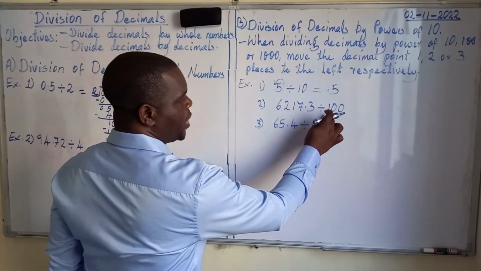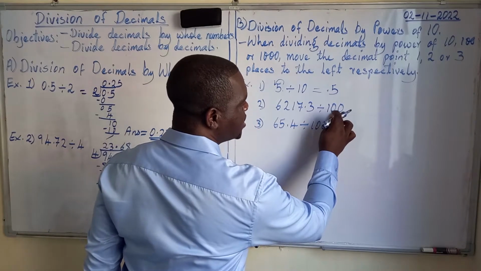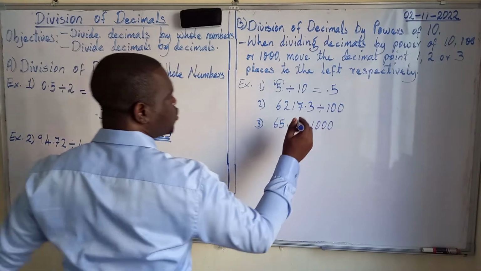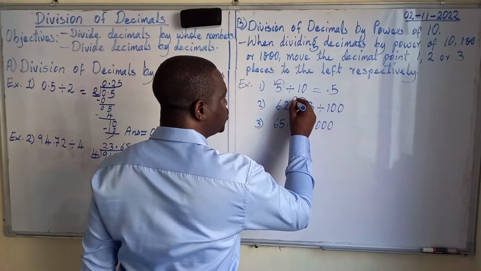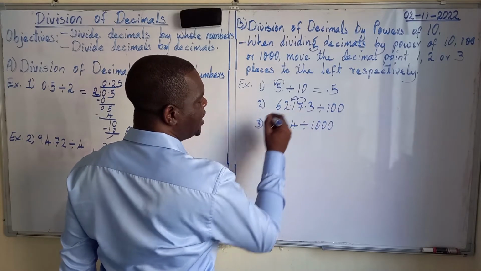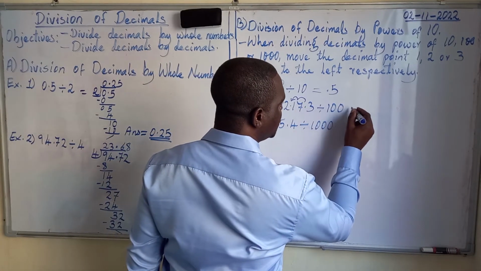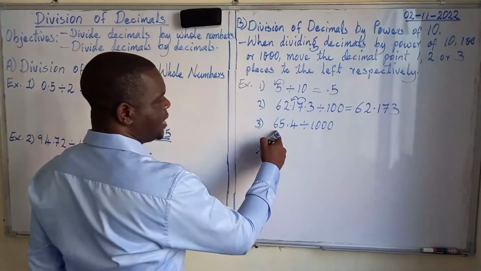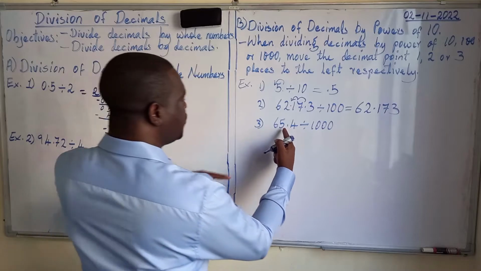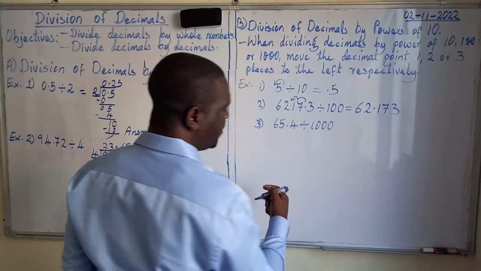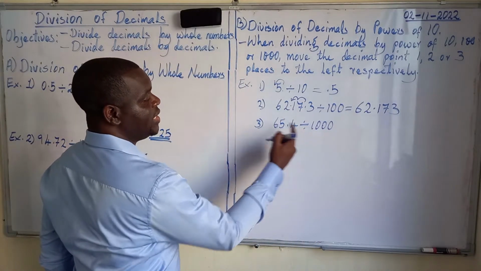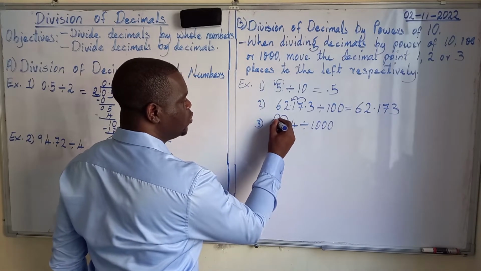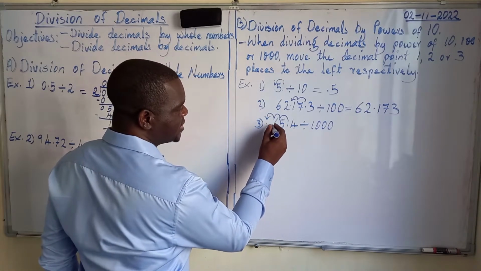Example 2. We are going to move the decimal point 2 places to the left. So it moves from here, 1, 2, and falls between 2 and 1. So the answer here will be 62.173. And the last one is we are going to move the decimal point 3 places to the left because we are dividing by 1000. So it will move 1, 2, 3. Here you realize that there is an empty space.